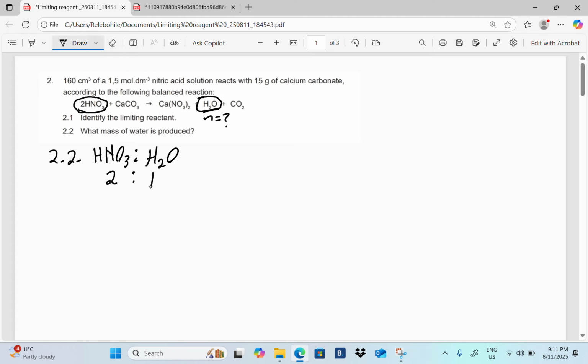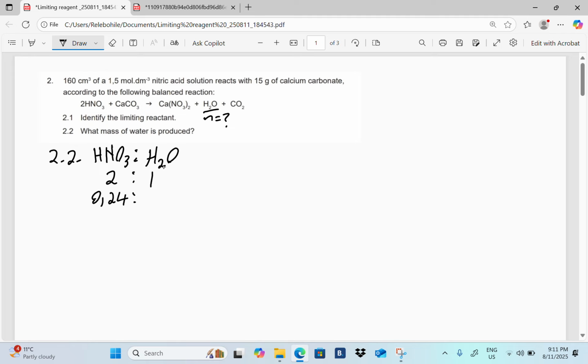So here I have 2:1 as my ratio, taken from the coefficients of the two substances, nitric acid and H2O. Then from there I look at what I have in terms of nitric acid. Obviously, I know the number of moles of nitric acid. I found them in 2.1 using the volume and concentration of nitric acid, and I found those moles to be 0.24. I hope you remember this.